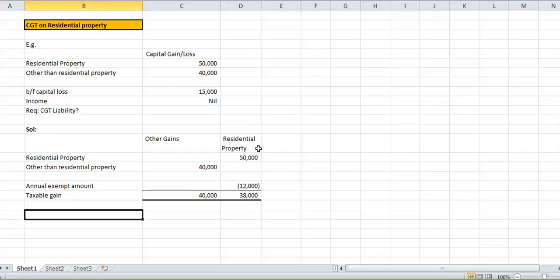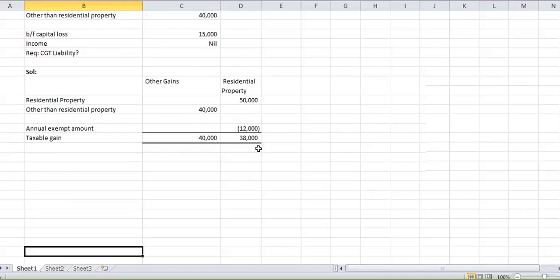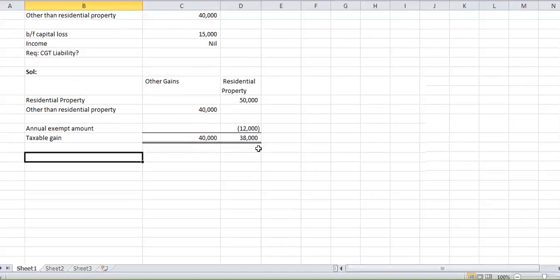So you can apply the tax rates either on other gains first or on residential property gains first. The answer will be the same. You can apply the tax rates in whatever sequence you want. Please try to solve it in both ways. First, you can apply the tax rates on other gains first. Alternatively, you can apply the tax rates on residential property first. And your answer in both cases will remain the same. So now, tax rates, it's your choice.